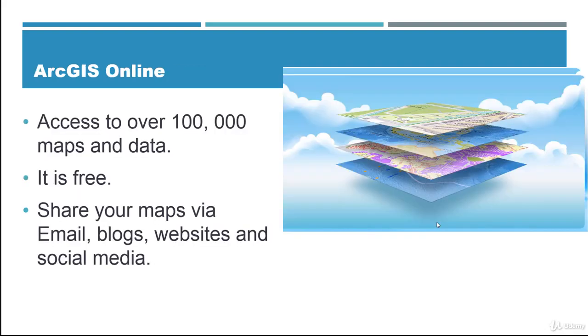Let's look at ArcGIS Online first. ArcGIS Online is owned by ESRI, a leading provider of commercial GIS software. The advantage of using the ArcGIS Online platform to host your data or project is that you have access to over 100,000 maps and data. You can also share your maps via email, blogs, websites, and even social media such as Twitter and Facebook. That's pretty exciting.